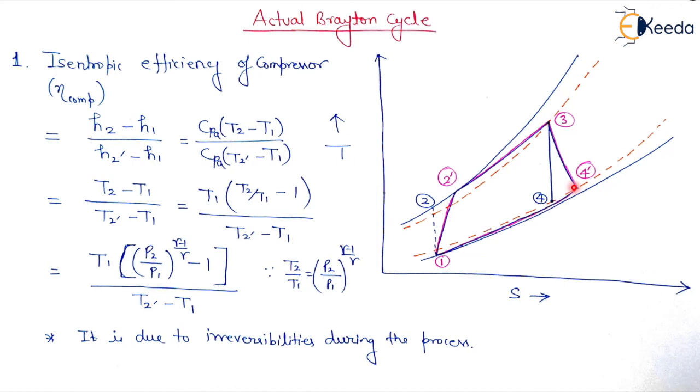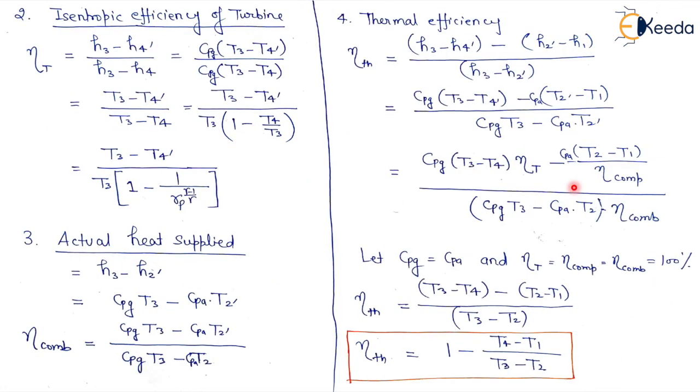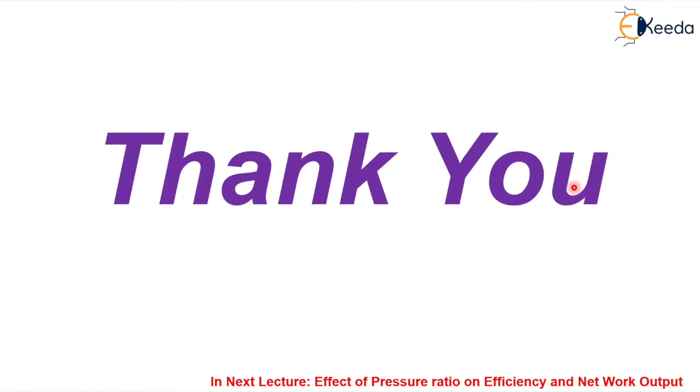Okay. So friends, in this video, we have seen the actual Brayton cycle. In the next video, we will study the effect of pressure ratio, that is Rp, which I explained in my previous lecture. We will see the effect of pressure ratio on efficiency and net work output. This concept we will see in the next video.